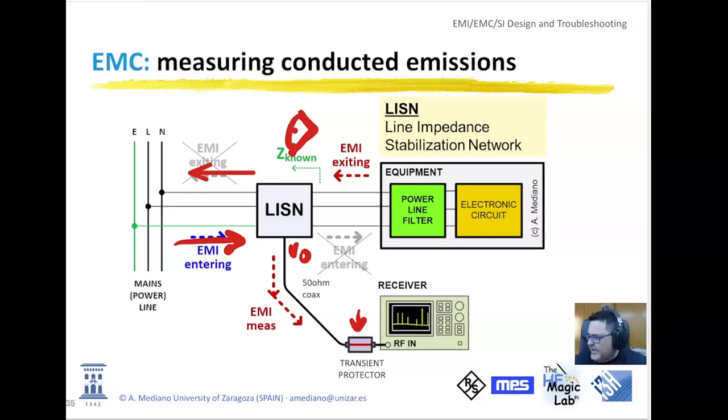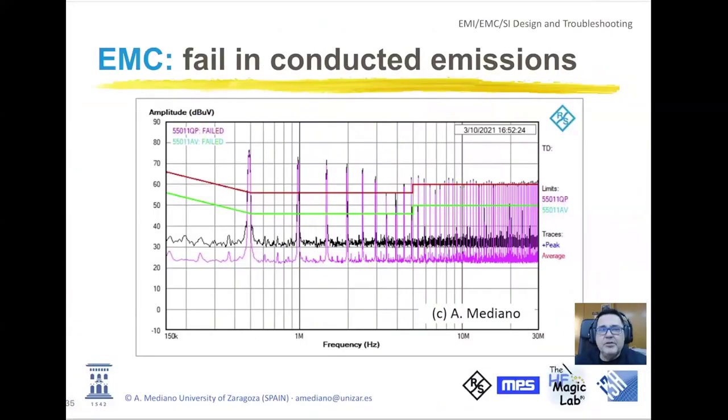So basically, when we measure conducted emissions, we will be measuring in some frequency range, for example, from 150 kilohertz to 30 megahertz. This is a common conducted emissions measurement. Sometimes we start at 9 kilohertz. Sometimes we stop at 110 megahertz, like in automotive. And what you will see in the horizontal axis is frequency in logarithmic scale. In the vertical axis, you will see voltage, in dB microvolts. This is the voltage at the output of the line impedance stabilization network.